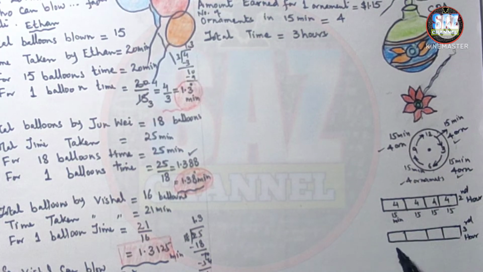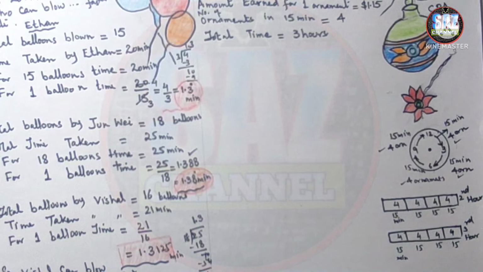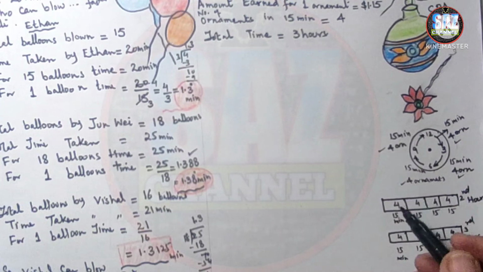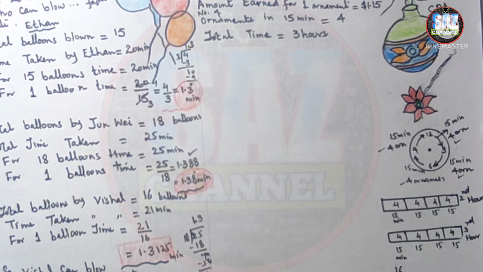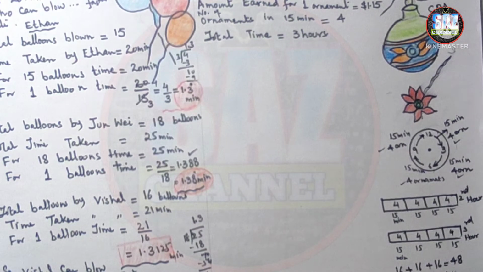This is the third hour, again a 15 minutes gap, 15 and 15 and 15, and 4 and 4 and 4 and 4 ornaments. Okay, so in the first hour, he has made 16, again 16. 16 plus 16 plus 16, how many total ornaments? 48 ornaments.